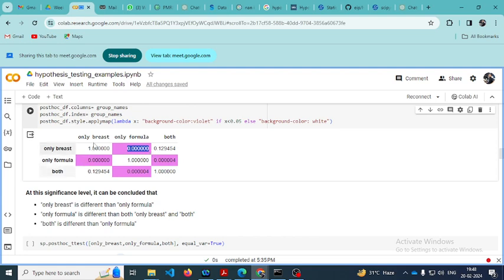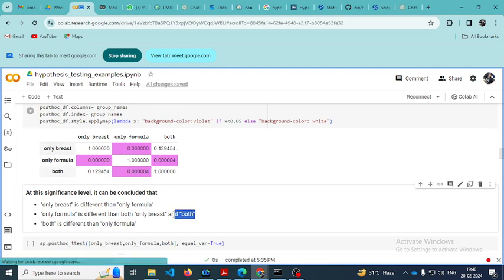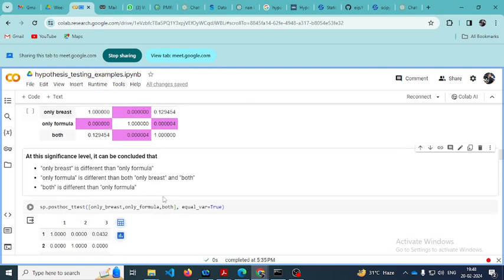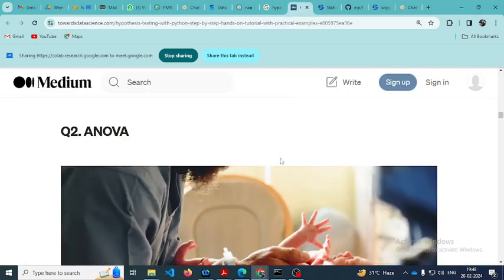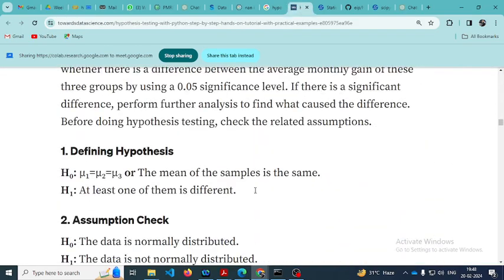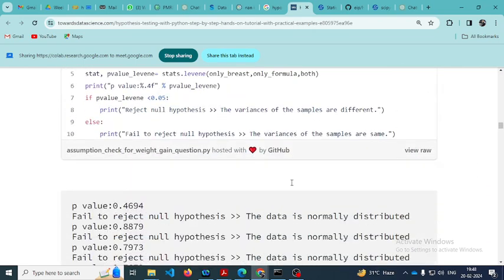Okay, these breast values are different than only formula, or only formula is different than both breast and only formula. We are combining, or both the groups are different than only formula. Okay, so this is your conclusion. So based on this conclusion, what we will do is, this is a kind of ANOVA test.